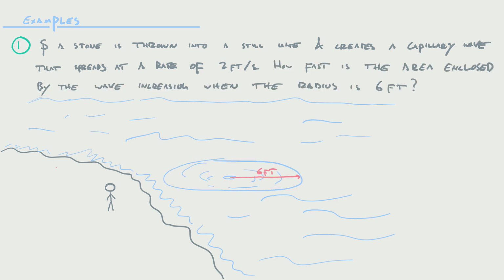What I want to do is figure out how fast the area enclosed by the capillary wave is increasing when the radius is 6 feet. One thing that I probably should clarify is that we're assuming that it spreads at a constant rate. The word constant should be there. So even when the radius is 6 feet, the radius itself is still increasing at 2 feet per second. What we want to figure out is, well, what's the area enclosed by this wave? How fast is it increasing when the radius is 6 feet?